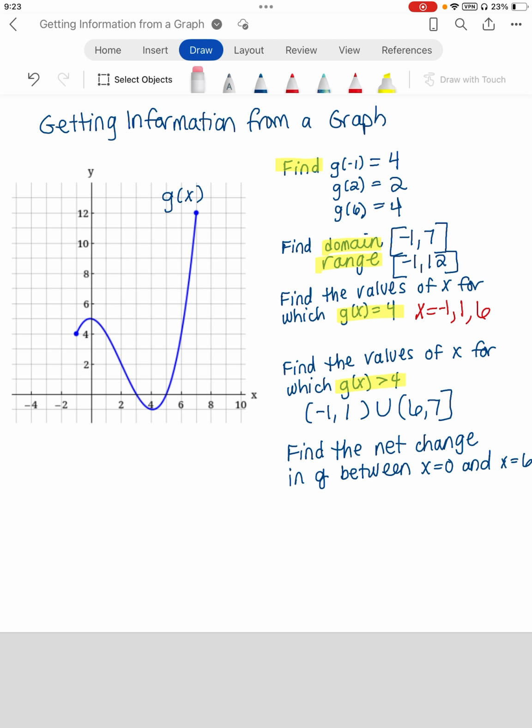Okay, the net change between 0 and 6. Net change is a lot like doing slope, just as a quick reminder. When you find the slope between 2 points, you do y sub 2 minus y sub 1 over x sub 2 minus x sub 1. And when we look at net change, we actually are just doing the top part of our slope formula.